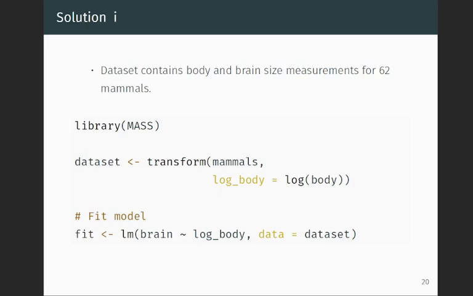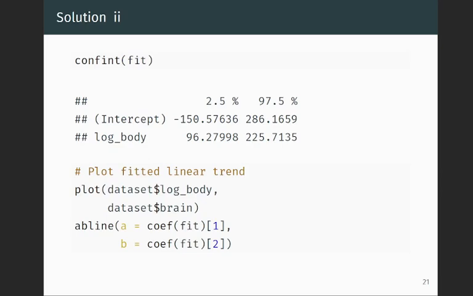Here I'm using the transform function. You could do this a number of different ways. But the first argument is the dataset mammals, and then the second argument is the definition of the new variable. So I'm doing log_body is equal to log of body. And here body corresponds to one of the variables in the dataset mammals. Once I have this new dataset, I can fit the model. I get lm(brain ~ log_body, data = dataset). And then I can compute the confidence interval and maybe try to interpret it. But first, let's focus on the diagnostic plot.